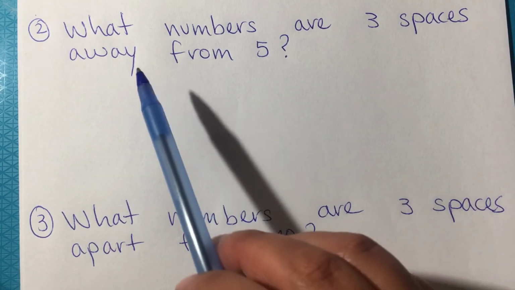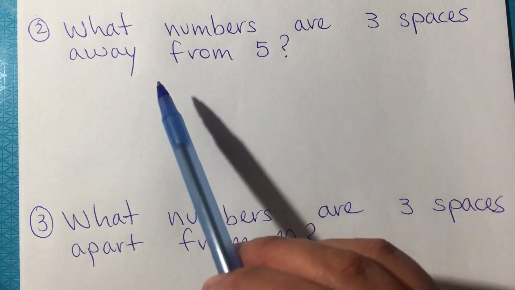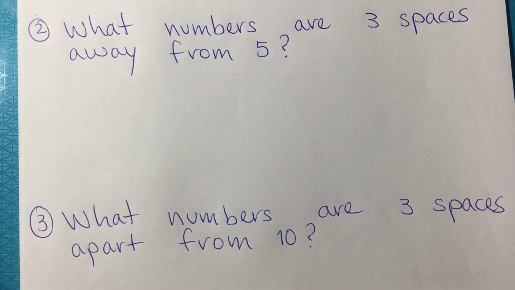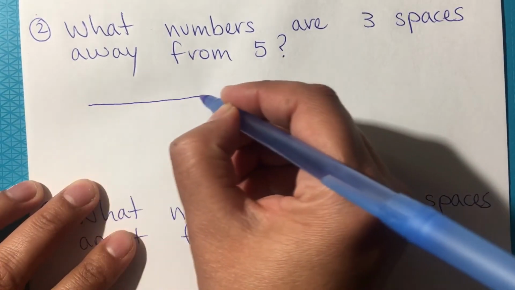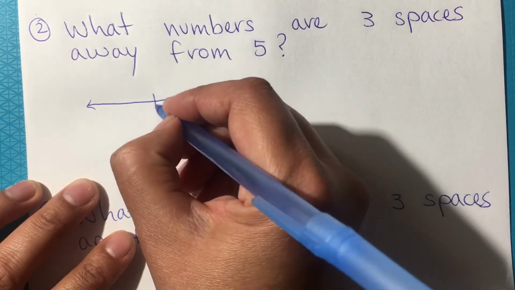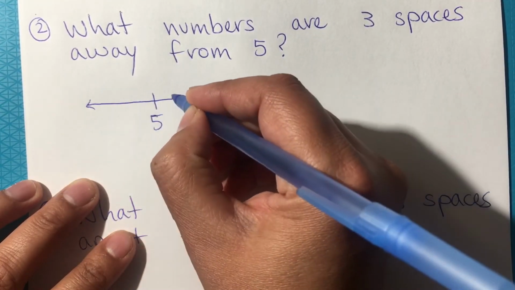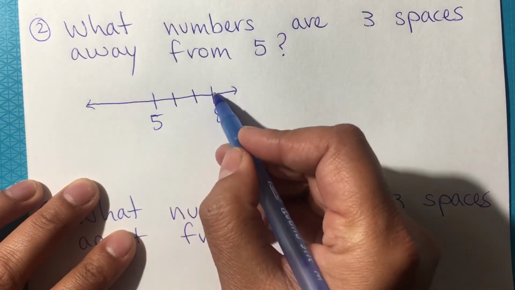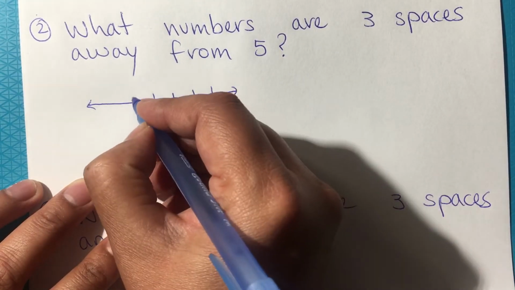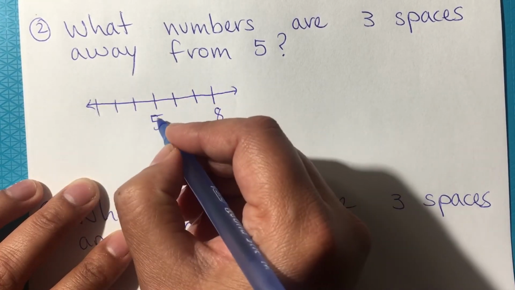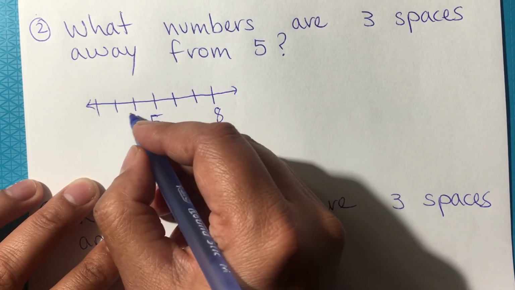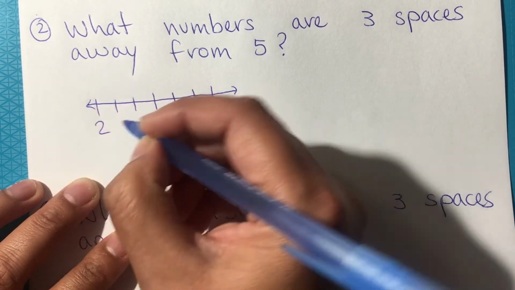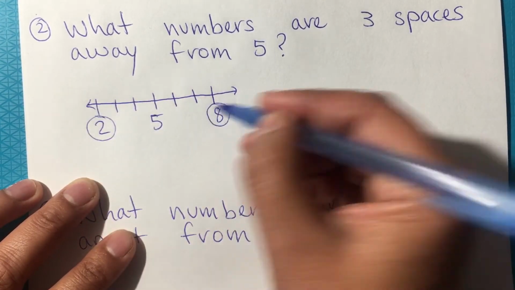Now number 2 says, what numbers are 3 spaces away from 5? You can draw your number line, right? And we have 5 in here, 6, 7, 8. That will be 3 spaces, and then we will also have 3 spaces the other direction, so 5, 4, 3, 2. So those will be the answers, 2 and 8.